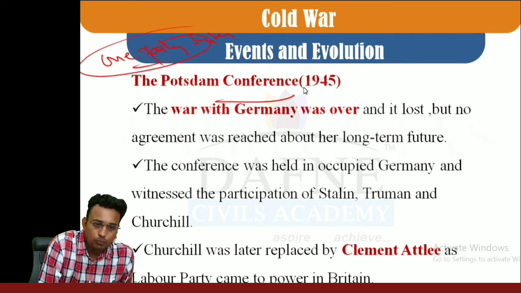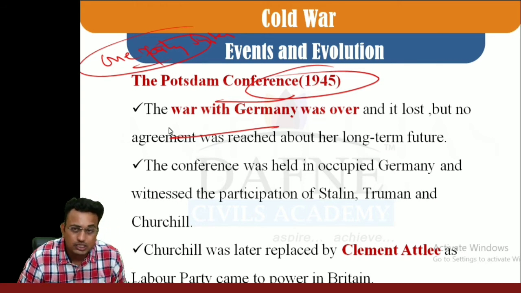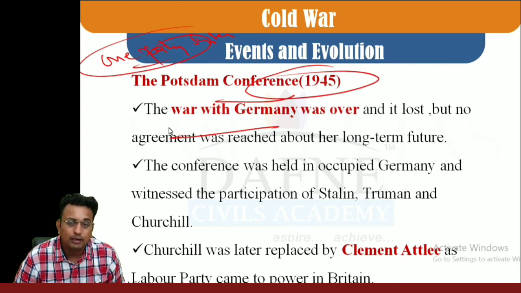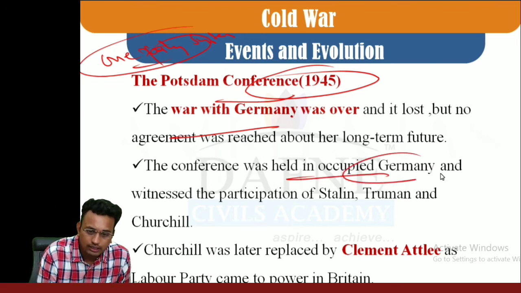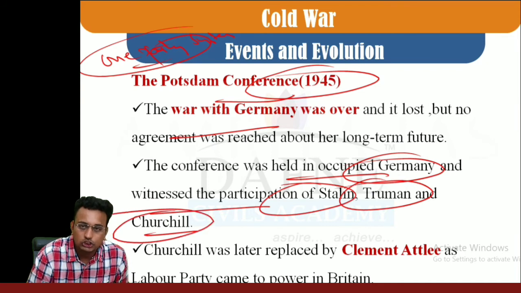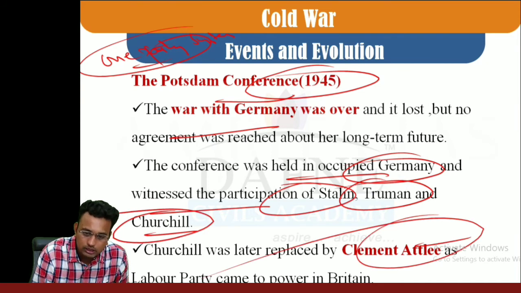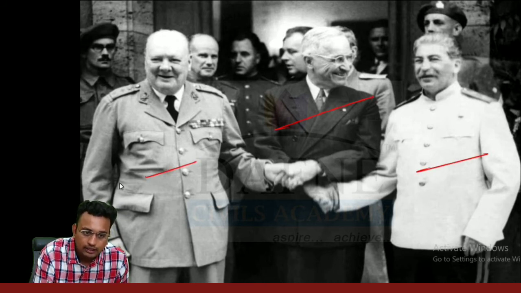Next, the Potsdam Conference. This was when Germany was over. It dealt with Germany paying back war reparations and how the territories had to be divided. The conference was held in the occupied part of Germany with the participation of Stalin, Truman, and Churchill. Later, Churchill was replaced by Attlee.